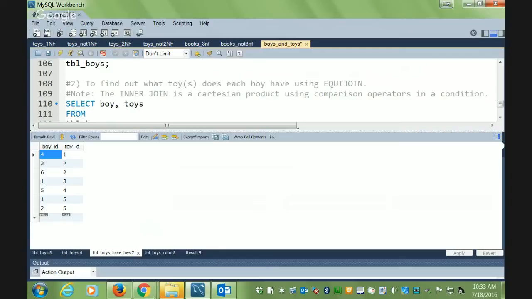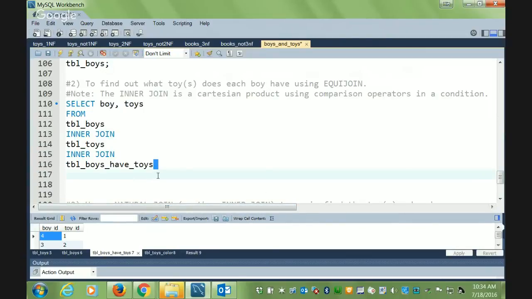So which 3 tables do you want? Boys, toys, boys have toys. Which fields do you want? Whatever I ask you. I have said which boy has which toy, so I need the boy's name and I need the toy's name. So these are the three tables. Now, the condition on which you will join. What's the condition? This 4 should be equal to the 4 in the table. This 1 should be equal to the 1 in the table. So what is your condition?